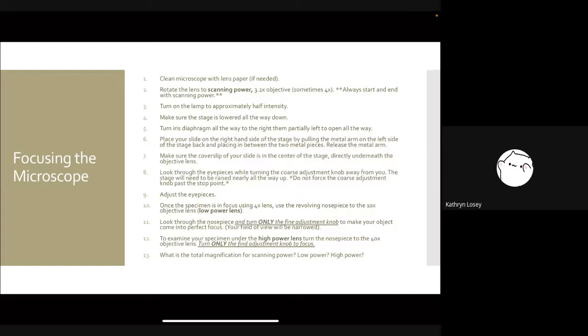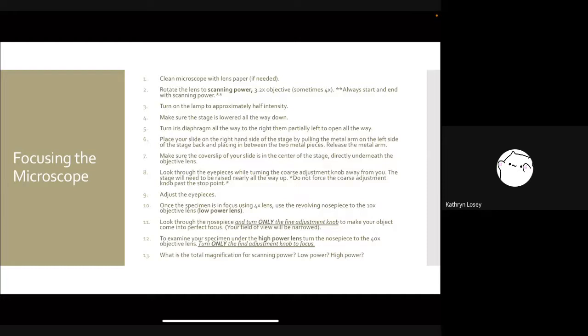Make sure the cover slip of your slide is in the center of the stage so that you can see the light going through directly under the objective lenses. Look through the eyepieces while turning the coarse adjustment knob away from you. That's going to move the stage up. It probably has to be raised almost all the way up, but don't force it. Adjust your eyepieces so you can see what you're looking at.